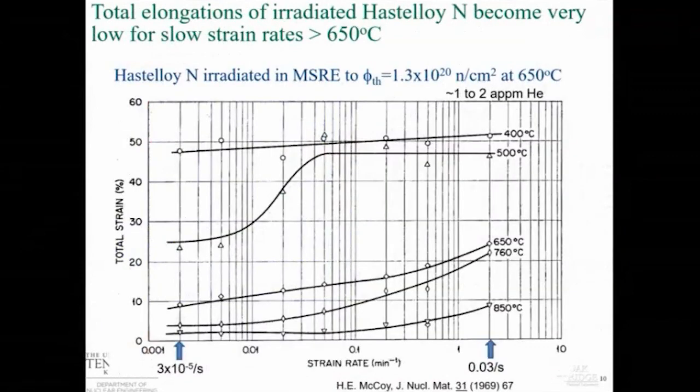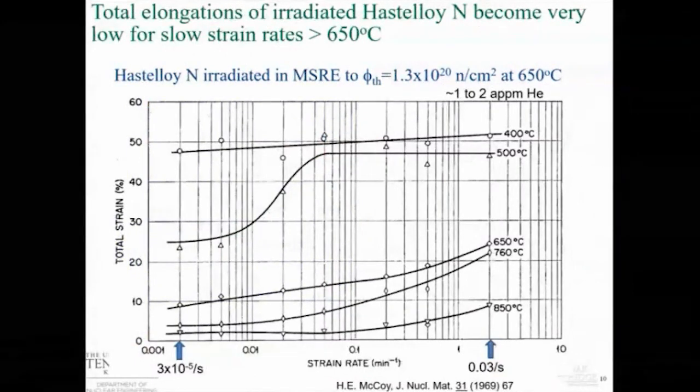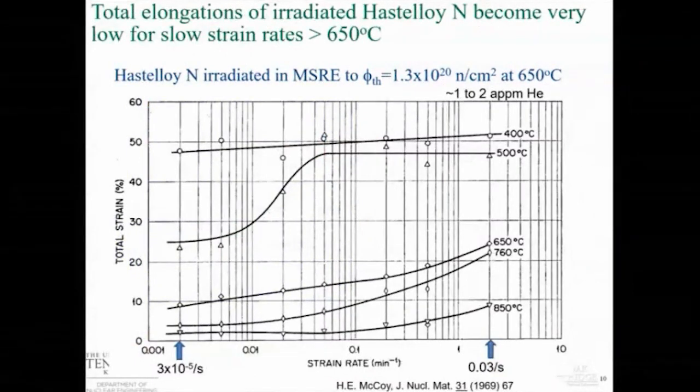A good place to start is to look at actual data out of a molten salt reactor. So there's been one molten salt reactor, the MSRE. In the late 60s, there were studies looking at Hastelloy N irradiated in the molten salt reactor. This was to a pretty small fluence. The molten salt reactor didn't run for a very long time, and this was just a portion of the time that it ran.